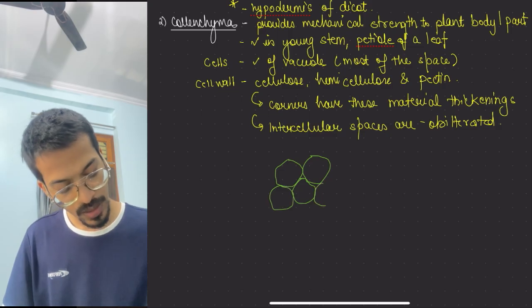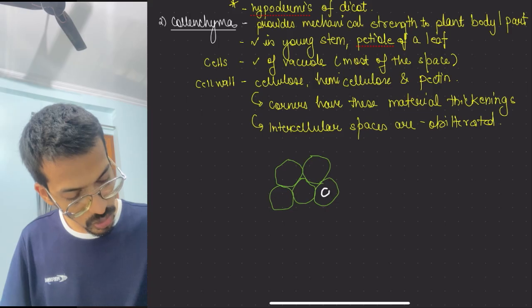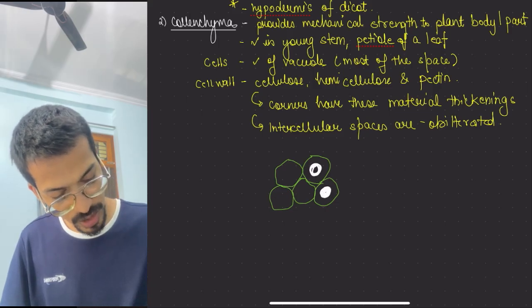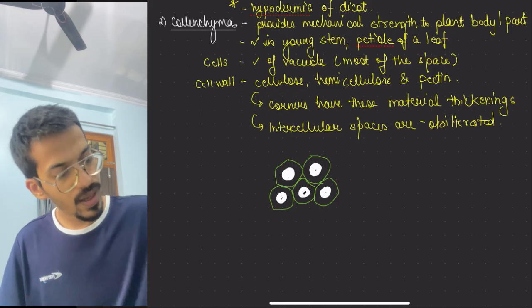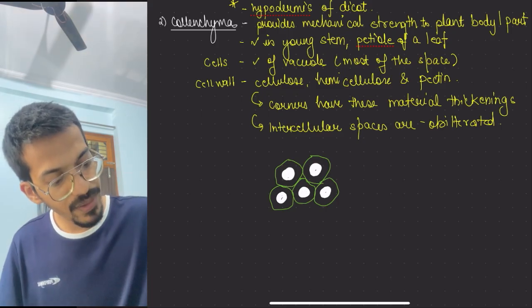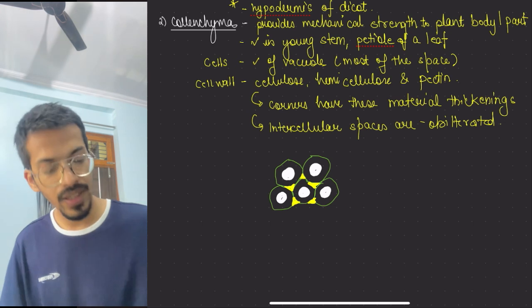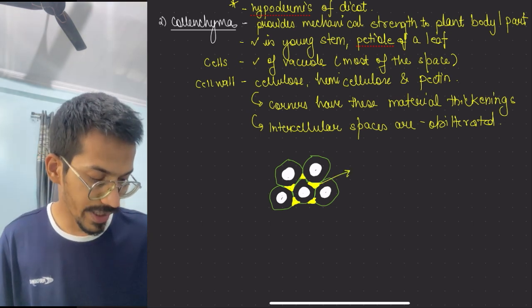Okay, now I told you that the maximum portion would be a vacuole. So imagine that this is the vacuolar part. So this is the vacuole. Meanwhile, this area is all covered up with the thickenings. On all sides there will be thickenings present, whatever the corners are, there will be thickenings present. So these are the thickenings.